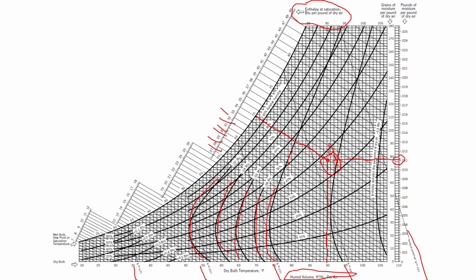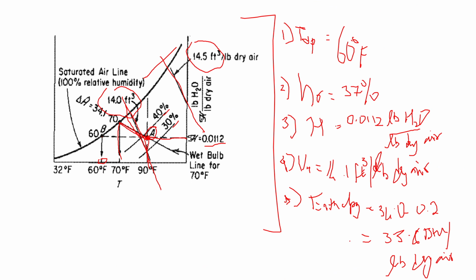When you extrapolate this point here and bring it down, you will get the dew point temperature also, and similarly you can try solving for all the other points. When you extend it here, you will get the enthalpy value of 34, which you will subtract with the deviation and find the specific enthalpy here. So these are the values, and this is how we solve using a psychrometric chart. Any doubts?